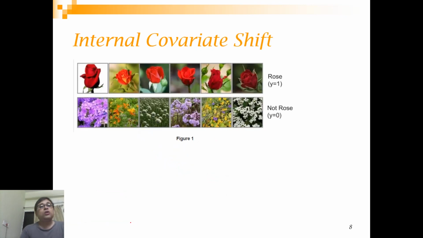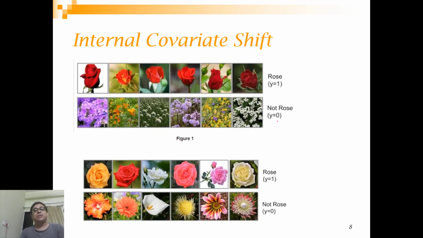All right. So there is another way of looking at it. Okay, just a more visual example. Let's say you have this kind of training set, where you have all red roses, and you want to identify whether the picture is of a rose or not. If it is a rose, you make y equal to 1. If it is not a rose, you make y equal to 0. So this is the training scenario, and the testing scenario can be something like this. You still have roses, right? But you have different color roses now coming up. So there is a shift that is happening.